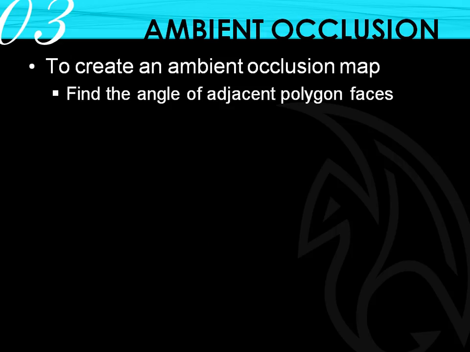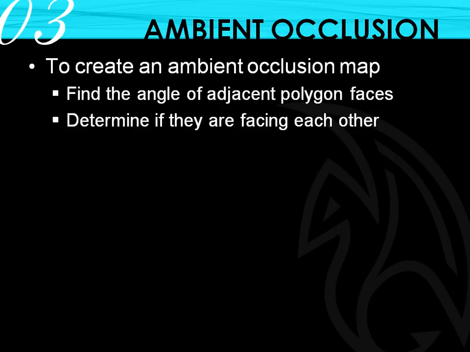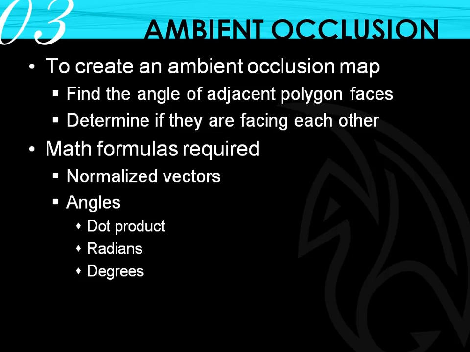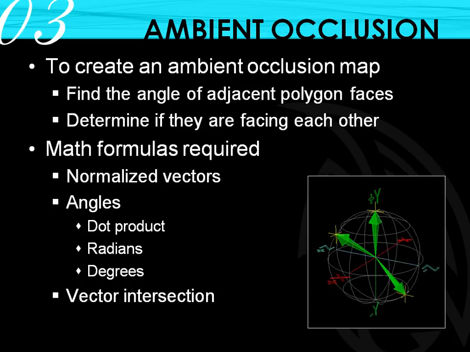So to do that, what do we need? First of all, we need to be able to find the angle of adjacent polygon faces. And then we need to determine if they're facing each other. If they're facing each other and they're close enough, we're going to put a lot of shadow. And if they're spread apart, we're going to put very little shadow. So the math required to do this: first of all, we need to understand normalized vectors. We need to understand angles, and there are 3 different sections that we're going to look at in angles: dot products, radians, and degrees, which are all related, and you'll see how. And then finally, we're going to look at vector intersection.